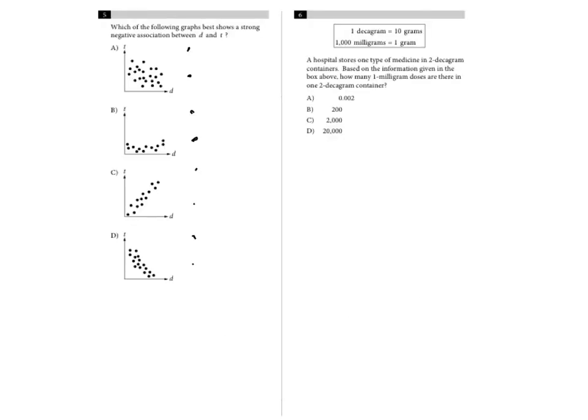Which of the following graphs best shows a strong negative association between D and T? So let's say we have 4 scatter plots here, answer choice A, B, C, and D. Notice that this question gives us 2 parts: a strong negative association. Normally positives go in that direction, negatives go in that direction. So what does it mean strong? What does it mean negative?